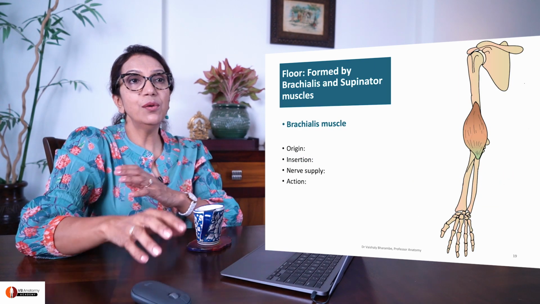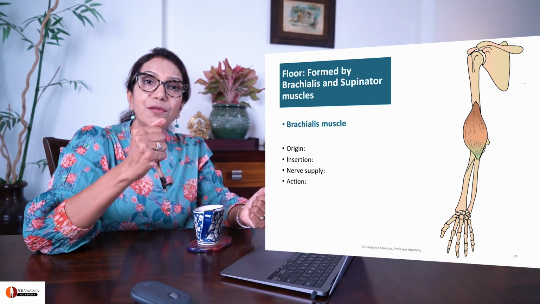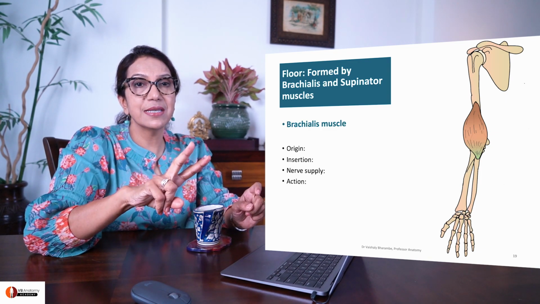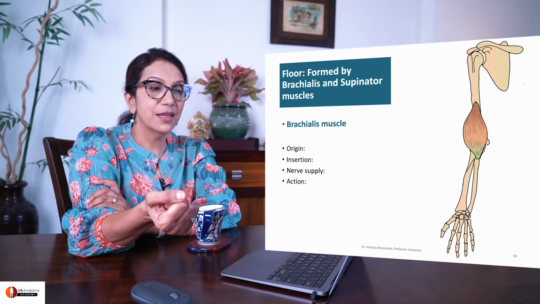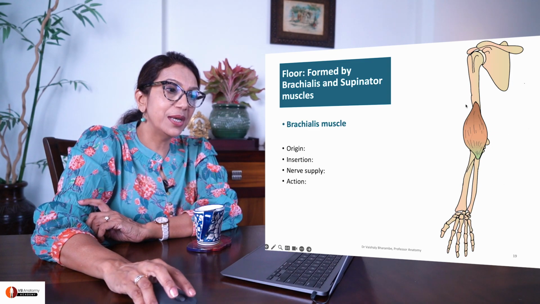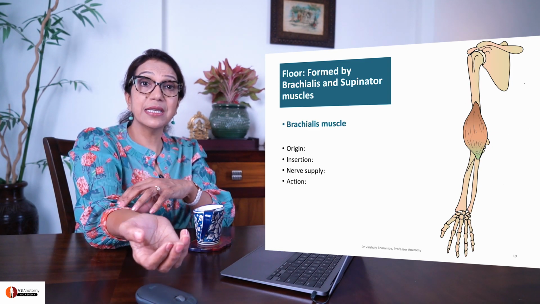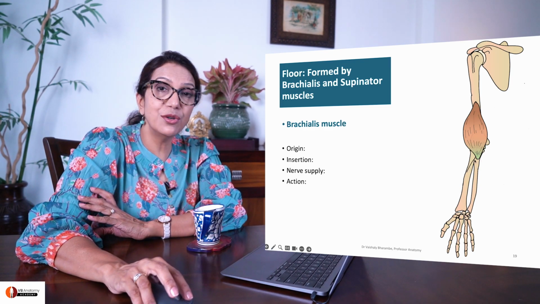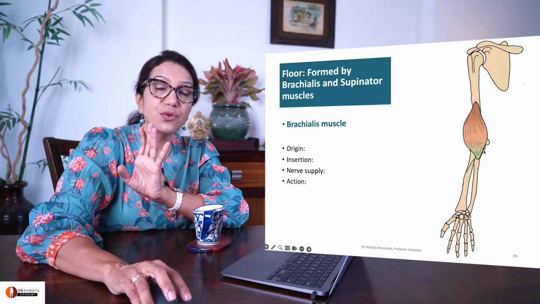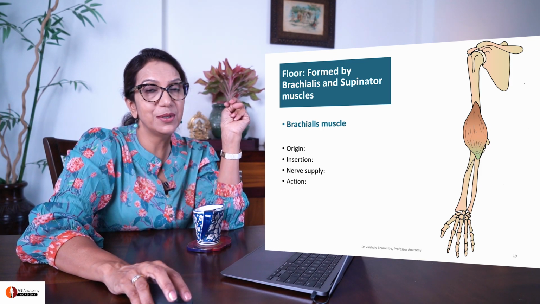Right. So we've completed the roof. Let's talk about the floor. The floor is formed by only two muscles, medially brachioradialis, laterally supinator. We already know that brachioradialis takes origin from the humerus, descends downwards, posterior to the biceps, and gets attached to the tuberosity of ulna over here. It's a strong flexor of the elbow and receives nerve supply from two nerves.